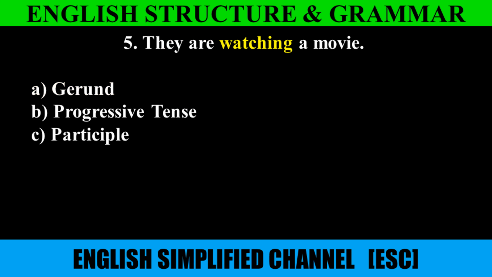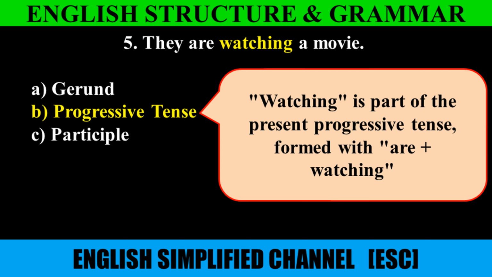5. They are watching a movie. A. Gerund. B. Progressive tense. C. Participle. Answer: B. Progressive tense. Explanation: watching is part of the present progressive tense formed with are, present tense of to be, plus watching, the ing form of the verb. This shows an ongoing action.